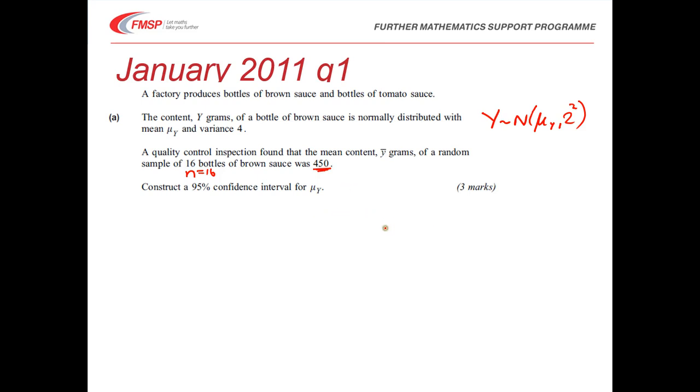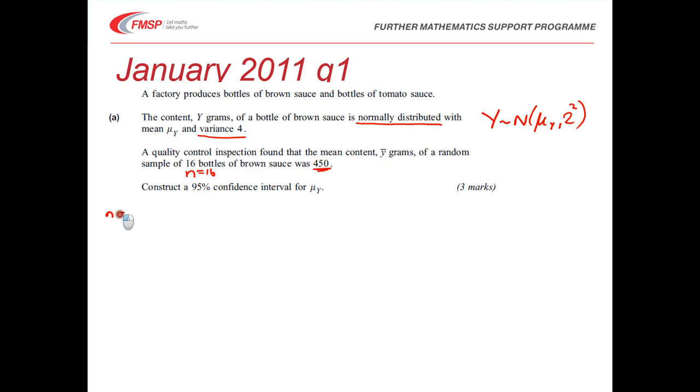Again, there's some work we need to do here. We need to choose what we're going to do. Here we know the variance, and we know they're normally distributed. So to do this, your confidence interval must use the normal distribution because we know the variance. So for a 95% confidence interval, what have we got?